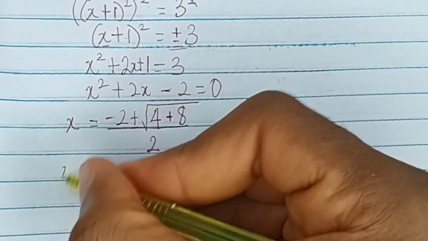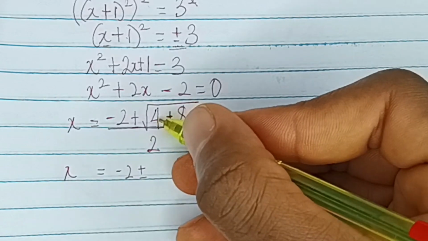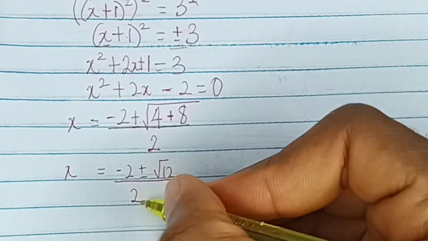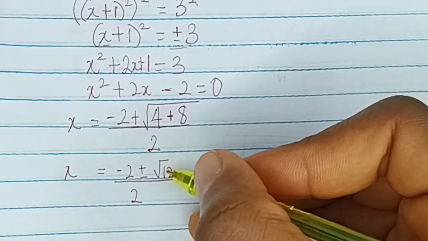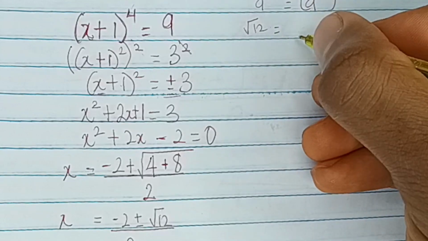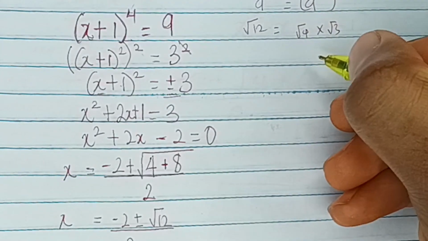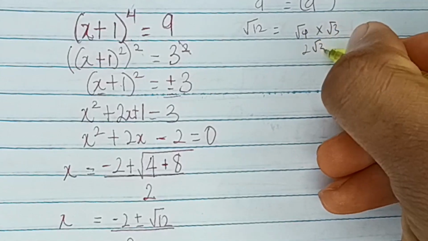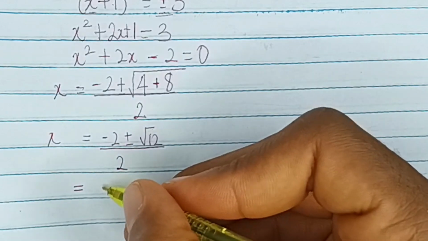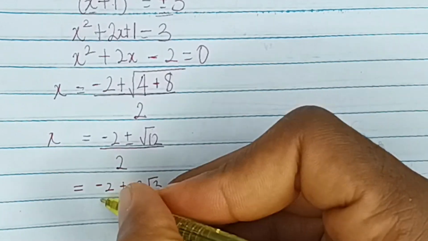Now simplifying this further, I have that x is equal to minus 2 plus or minus root 12, all over 2. Now let's simplify root 12. Root 12 can be written as root of 4 times root of 3, and root of 4 is 2, so 2 times root of 3. So we're going to invariably have this equal to minus 2 plus or minus 2 root 3, all over 2.